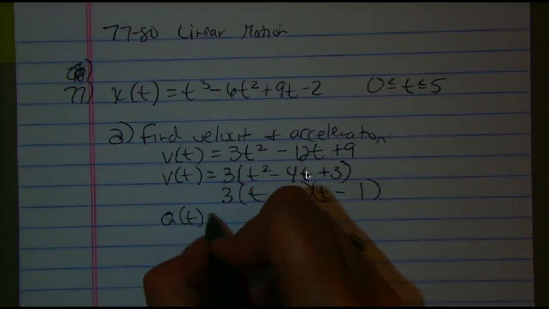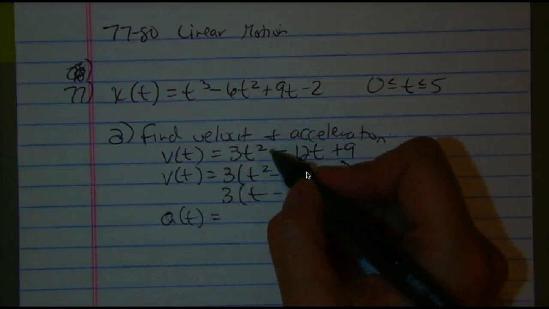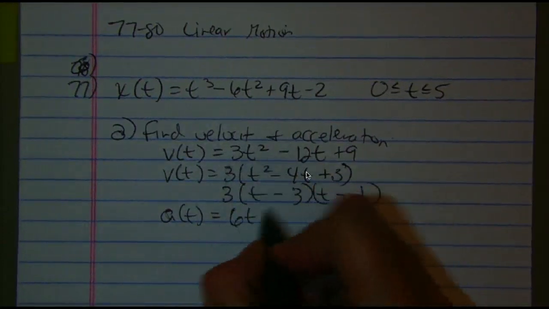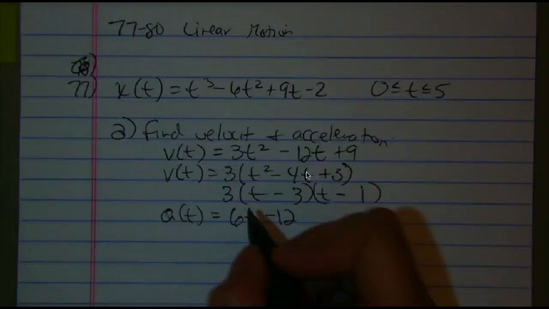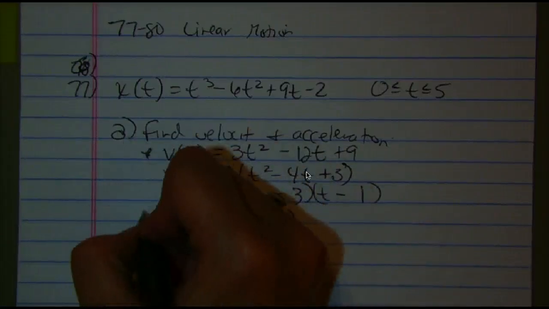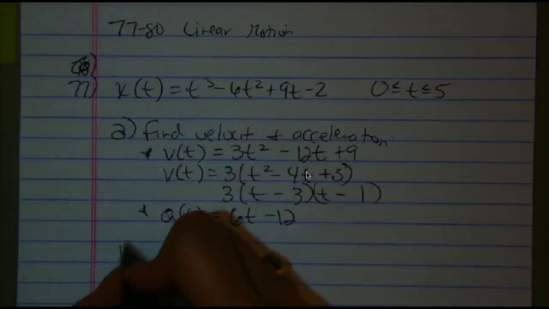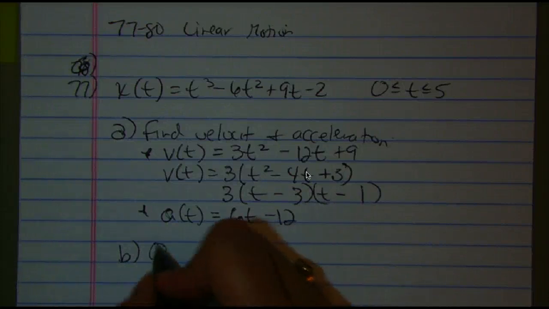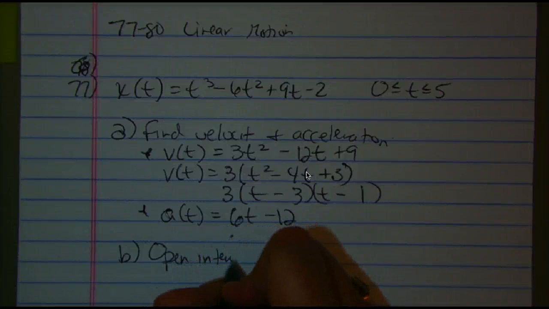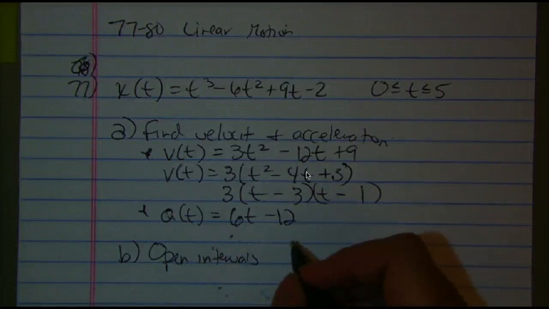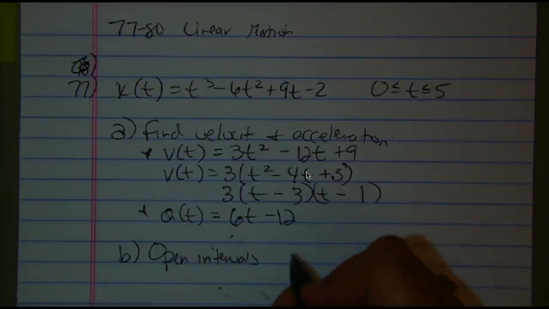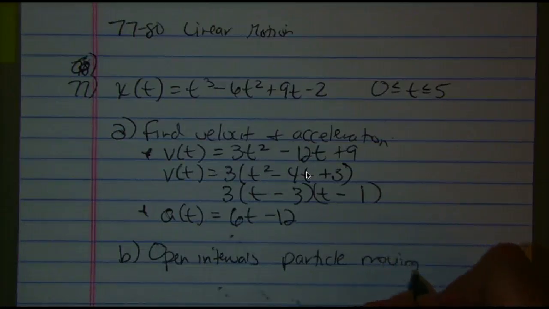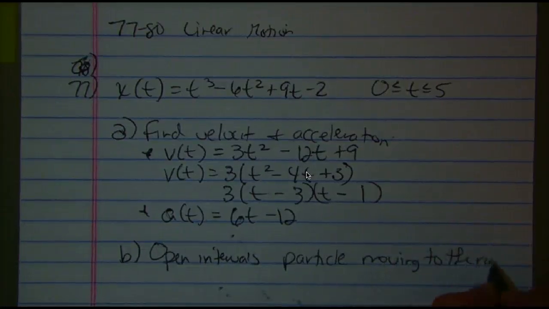My acceleration equation is from taking the velocity equation and taking its next derivative. So that would be 6t minus 12. Okay, so here are my two equations. I found part A. Let's see what part B has to tell me. So I'm supposed to find the open intervals in which the particle is moving to the right. Particle moving to the right.